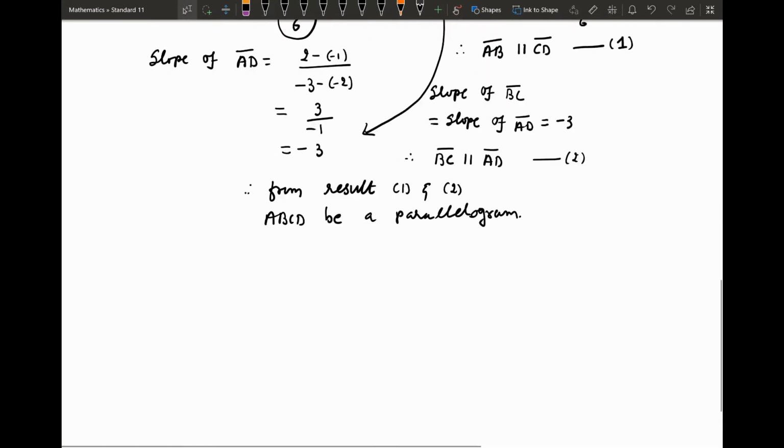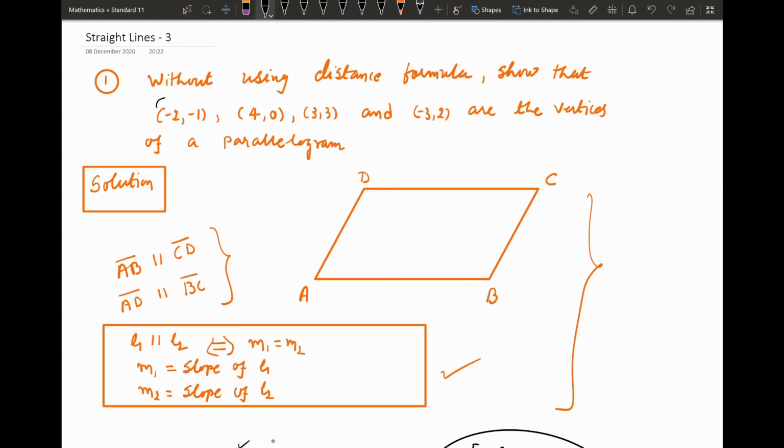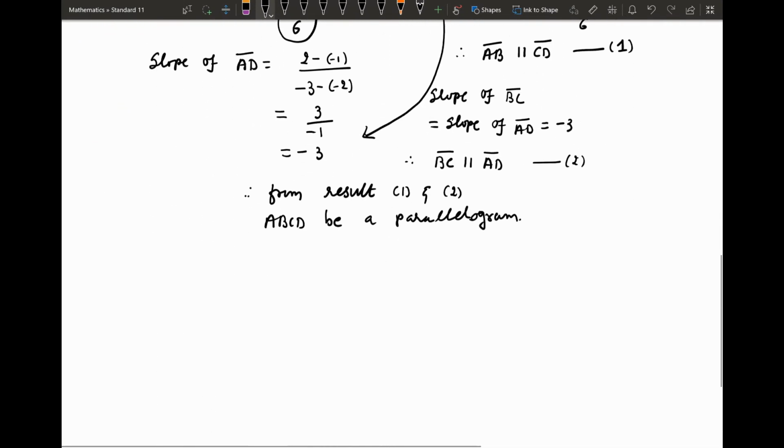Next example. Simply we have given names to these four coordinates, and using the definition of slope we have obtained the slope of opposite sides. In a parallelogram opposite sides are parallel, so if two lines are parallel, then slopes are equal. We have used this result to prove given vertices are vertices of a parallelogram. Second example.